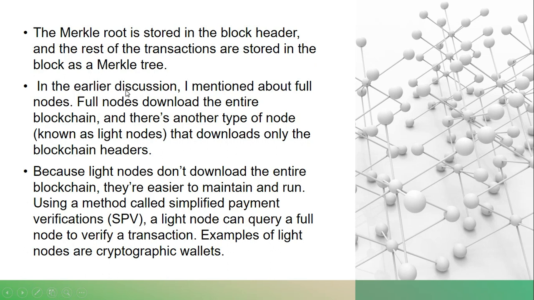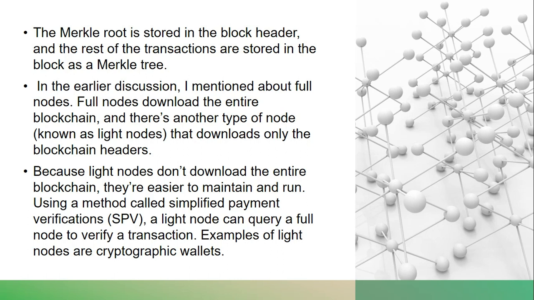Now in the earlier discussion I mentioned the full nodes. In the previous video I told you about the full node, light node and the mining nodes, right? A full node downloads the entire blockchain, and there is another type of node, the light node, that downloads only the blockchain headers, right? Because light nodes don't download the entire blockchain, they're easier to maintain and run also, right? So I'll ask you whether you prefer the full node or the light node.